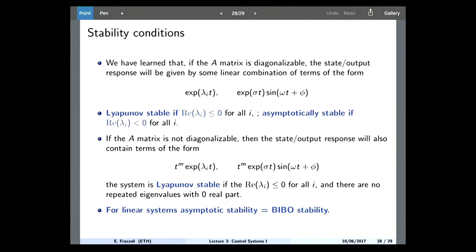Now, how do we figure out, just by looking at the model, whether the system is stable, asymptotically stable, BIBO stable, and so on? Remember what the solution looked like.